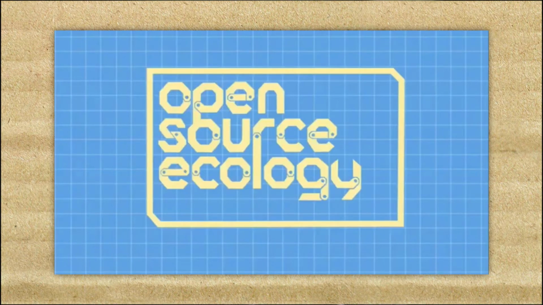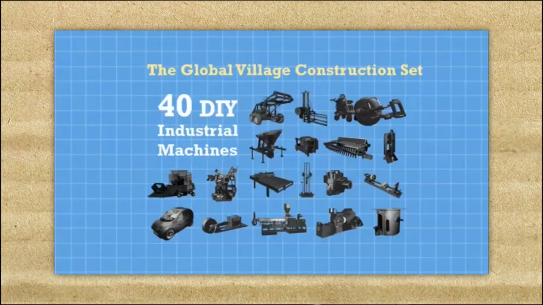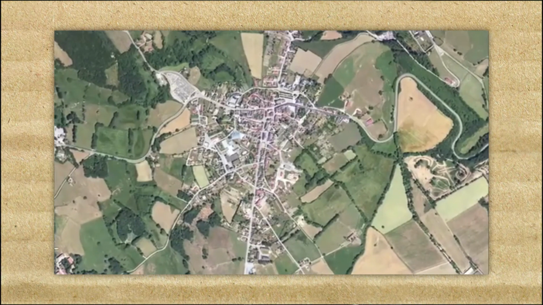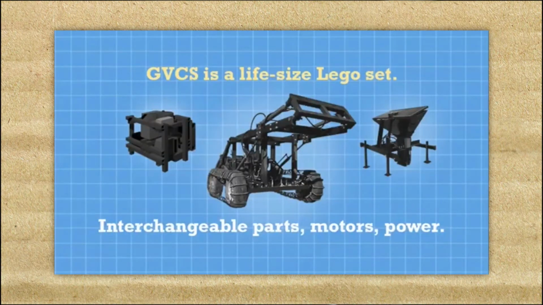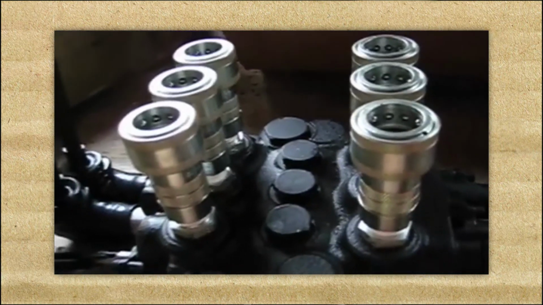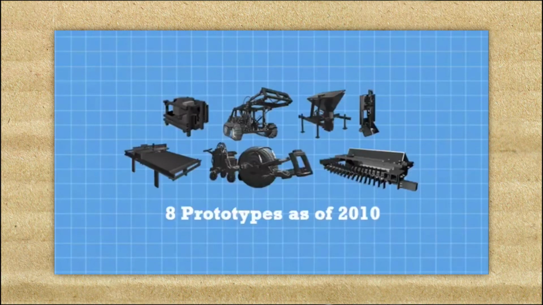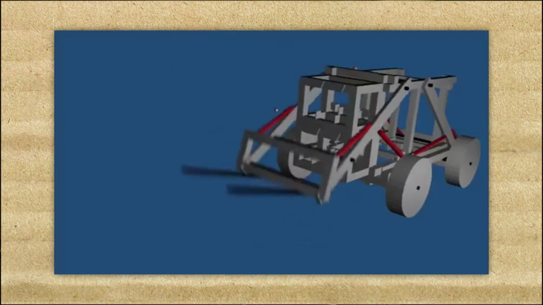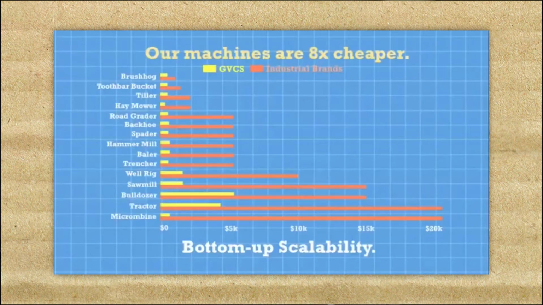Open Source Ecology is a network of farmers, engineers, and supporters that for the last 2 years have been building the Global Village Construction Set, a set of the 40 different machines that it takes to create a small civilization with modern-day comforts. The Global Village Construction Set is like a life-size Lego set in which motors, parts, and power units can interchange. Thus far, we have prototyped 8 of the 40 machines and have published all of the 3D designs, schematics, instructional videos, and budgets on our wiki. The cost of making or buying our machines is, on average, 8 times cheaper than buying from an industrial manufacturer.